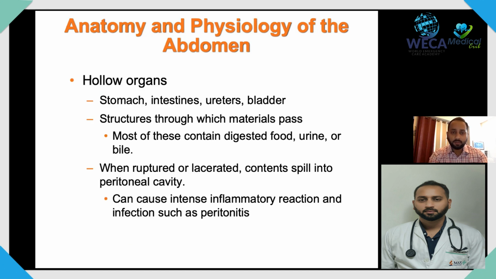Now, speaking of the organs inside the abdomen, we can classify them broadly into hollow organs and solid organs. The hollow organs are the stomach, intestines, ureters, and bladder. These are mostly organs containing some sort of infective material: digested food, urine, feces, and bile. So when there is a rupture or a laceration to these organs, the contents may spill into the peritoneal cavity, causing inflammation and peritonitis, and the patient will land up in shock and hypotension.